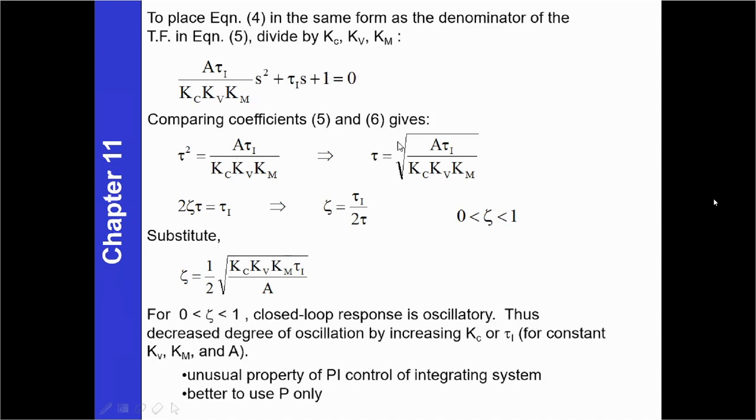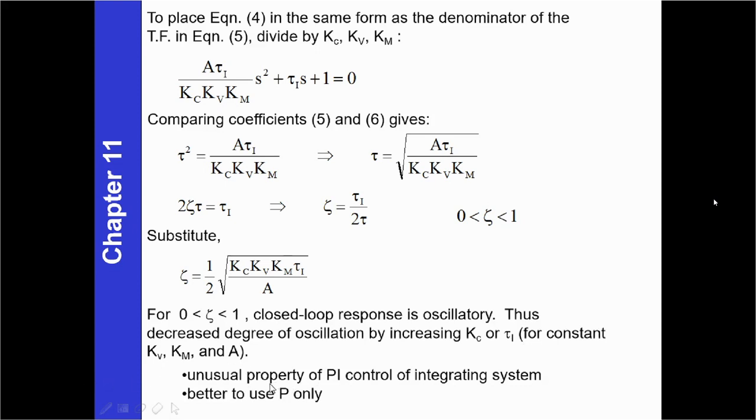Comparing coefficients of 5 and 6, we get tau squared equal to A tau_I over K_c K_v K_m, so tau is the square root of A tau_I over K_c K_v K_m. And 2 lambda tau is equal to tau_I, so lambda is given by tau_I over 2 tau, for 0 less than lambda less than 1. By substituting, lambda equals 1 over 2 times the square root of K_c K_v K_m tau_I over A. For lambda between 0 and 1, the closed loop response is oscillatory, and the degree of oscillation decreases by increasing K_c or tau_I, for constant K_v, K_m, and A.